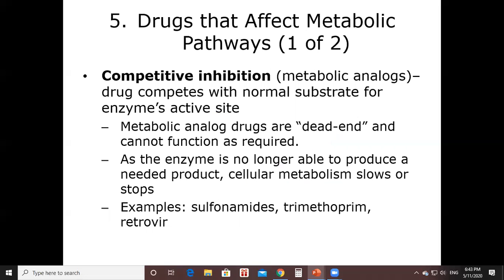So then you have drugs that affect metabolic pathways. So metabolic pathways, you have competitive inhibition. So the drug competes with the normal substrate for the enzyme's active site. So that means that with the drug that's sent in, the substrate that the enzyme will try to actually work on cannot go to the active site and actually have its activity.